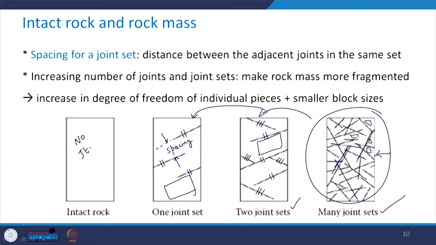So when you have more number of joints and joint sets, the rock mass is more fragmented, and this results in an increase in the degree of freedom of individual pieces, plus there are going to be smaller block sizes when you have more number of joints and joint sets.